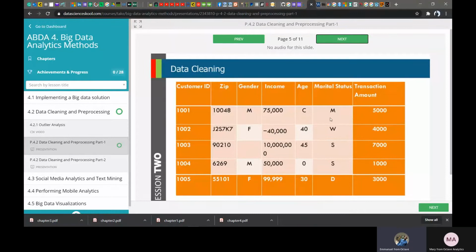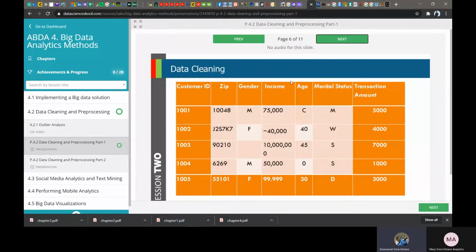Then you have marital status. You have M, W, S, S, D, and this can be so confusing sometimes. Can we say W is wedded or widow? Maybe it needs some kind of investigation. Like S can be single or separated, but D, divorced, is fine. So you might need to put up some investigation with regards to this also.